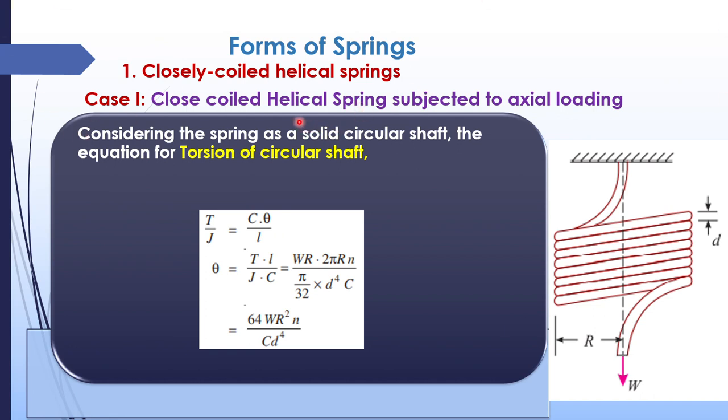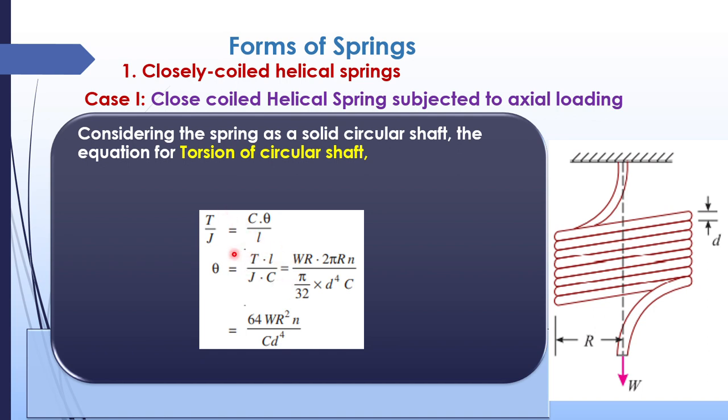Now in lecture 20 we have already seen the torsion equation. For a circular shaft, the torsion equation is T by J is equal to C theta by L. From that, theta is nothing but the angle of twist. Theta is TL divided by JC.